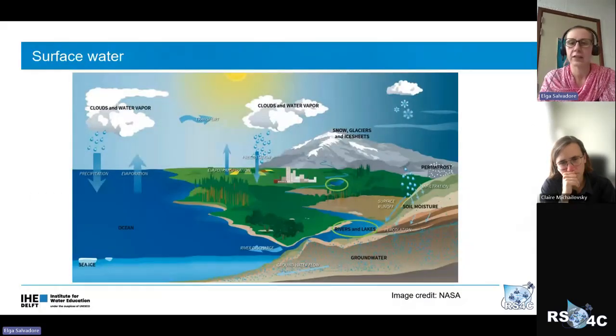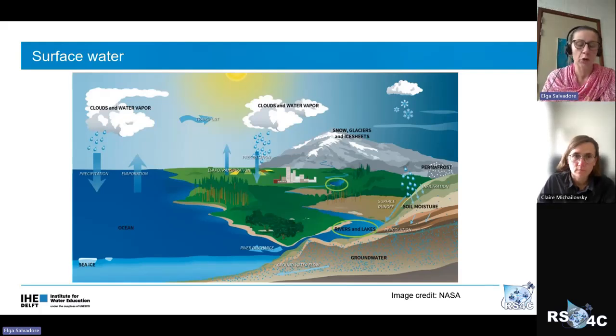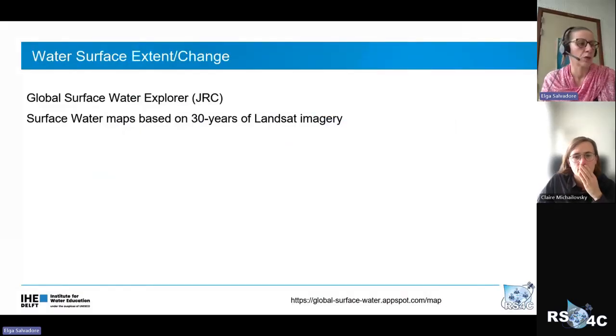Another interesting component of the water balance in our case is the surface water. So we can get a lot of information about the location of water bodies, the elevation, so how much, let's say, the water levels in certain conditions. So there, for instance, one good example, which I like a lot, is the Global Surface Water Explorer from JRC. And there they have developed surface water maps using Landsat data.